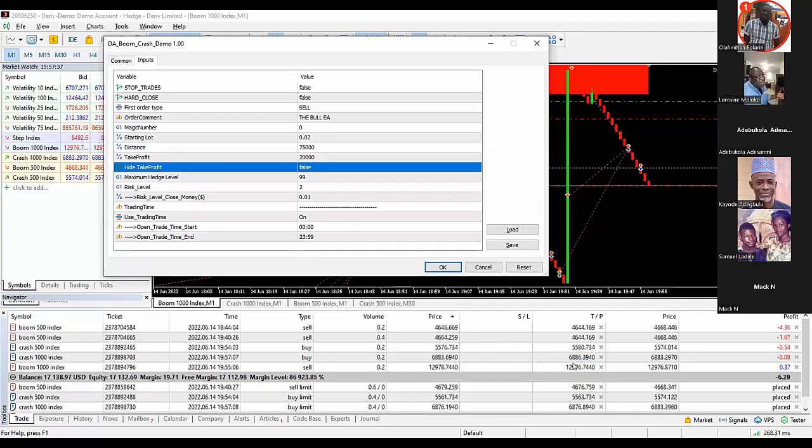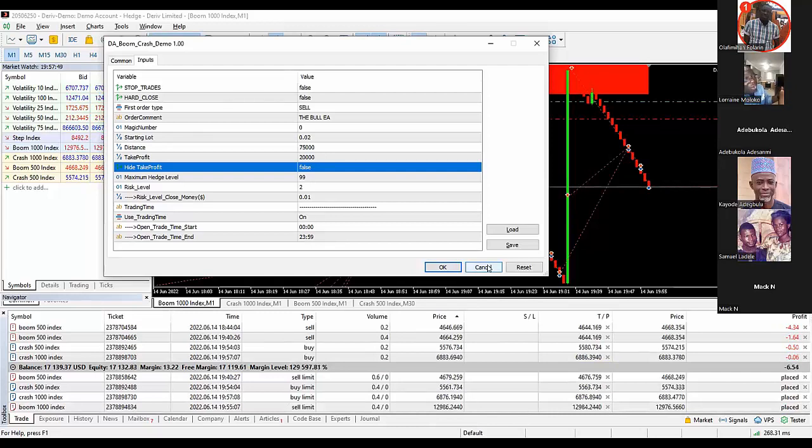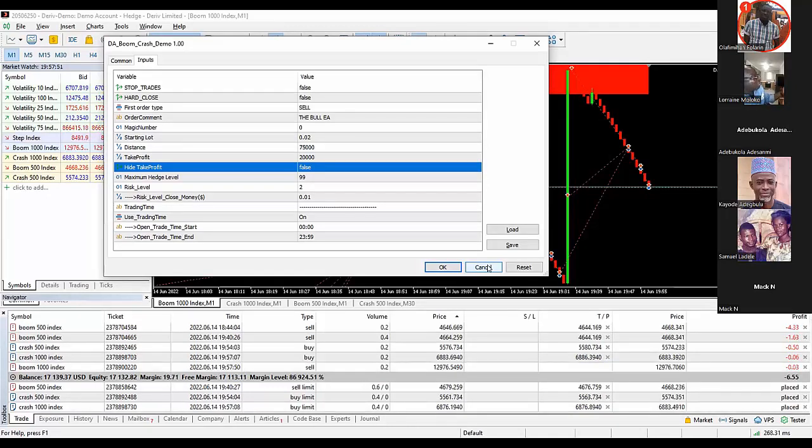But I don't see any reason why we should turn it off, unless we see that the broker is using it to track the robot. But there's no way they can track this kind of robot. There's no way they can fight it, so we don't need to hide it.